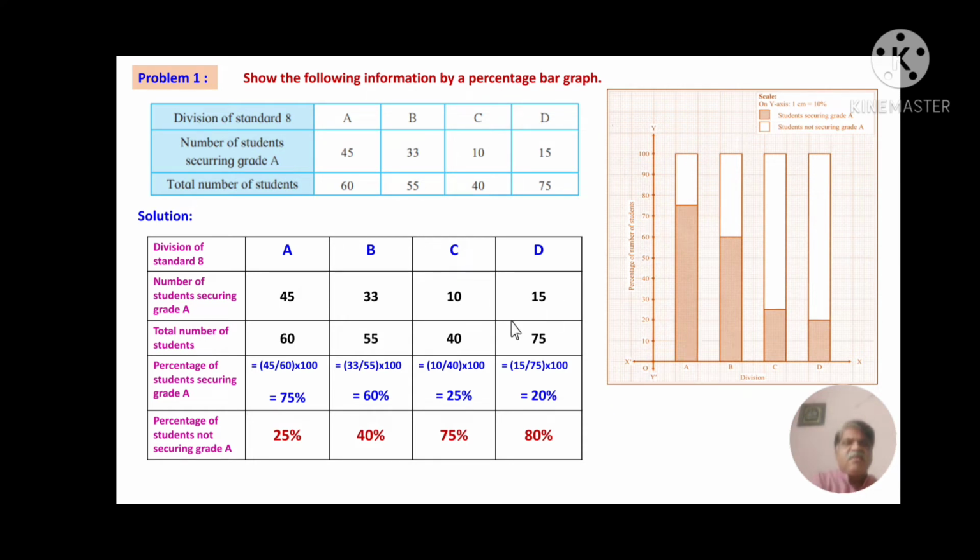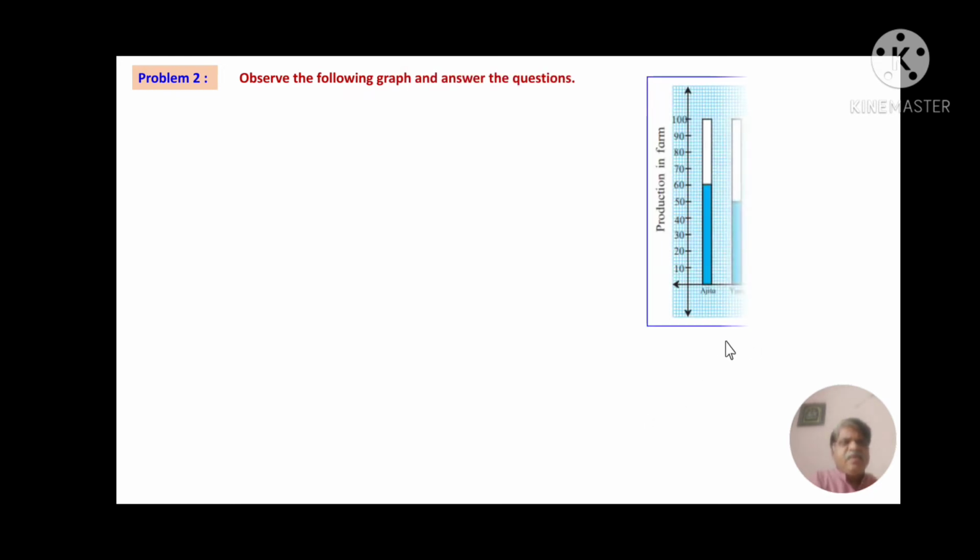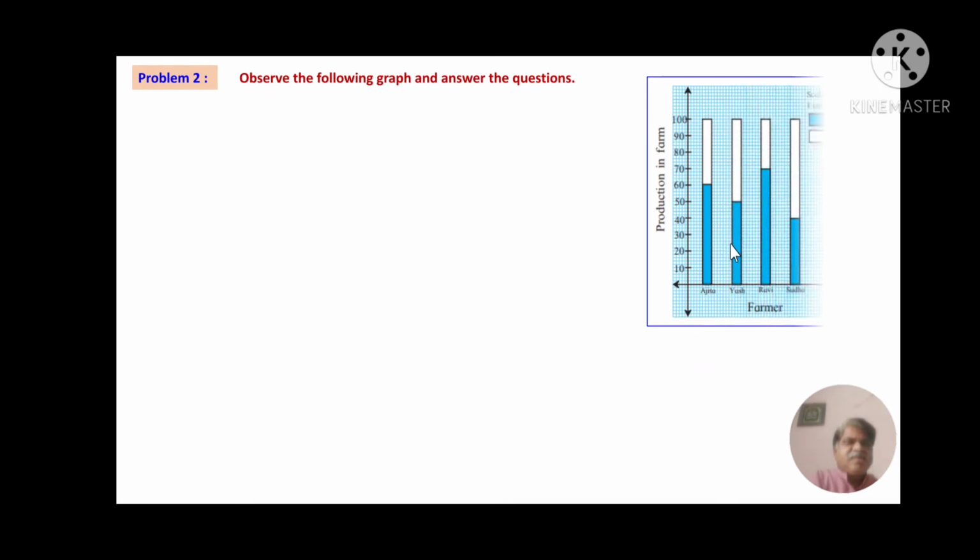So this is how we are going to draw the diagram. Then we will see problem number 2. Observe the following graph and answer the questions. This is the graph they have given. You can see it is a type of percentage bar graph, wherein on the x-axis farmers are there, and here some productions in the farm are given. In this shaded portion, all the columns are reaching 100, which is the percentage bar diagram.